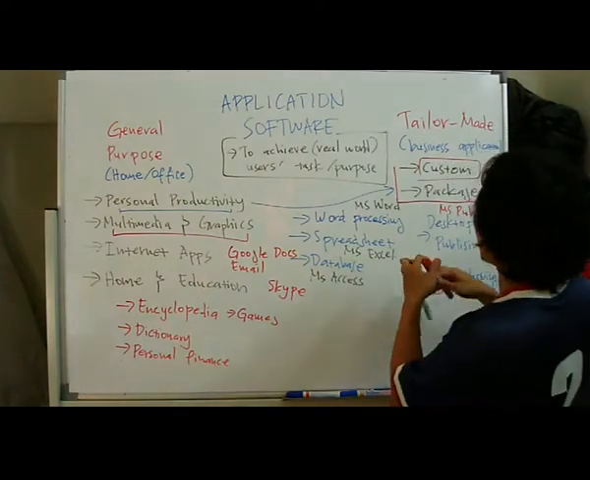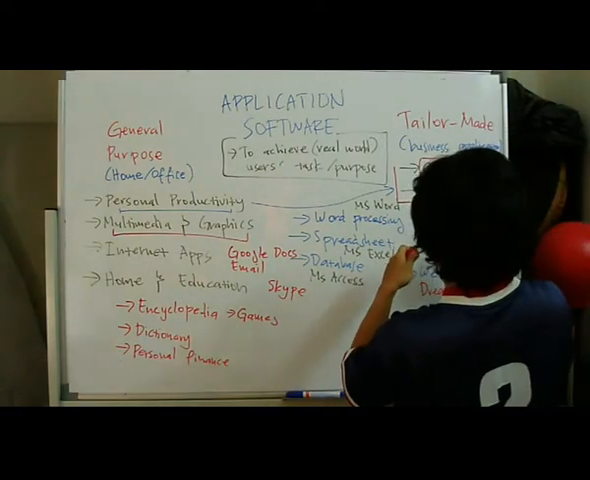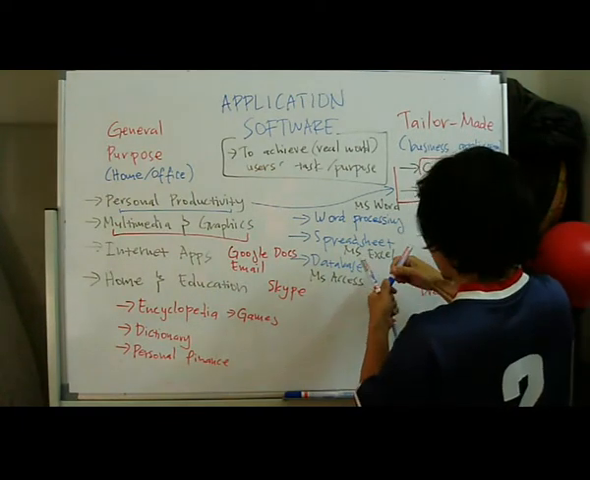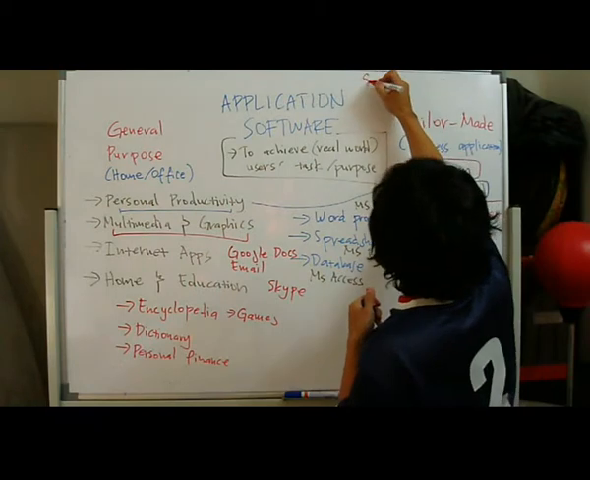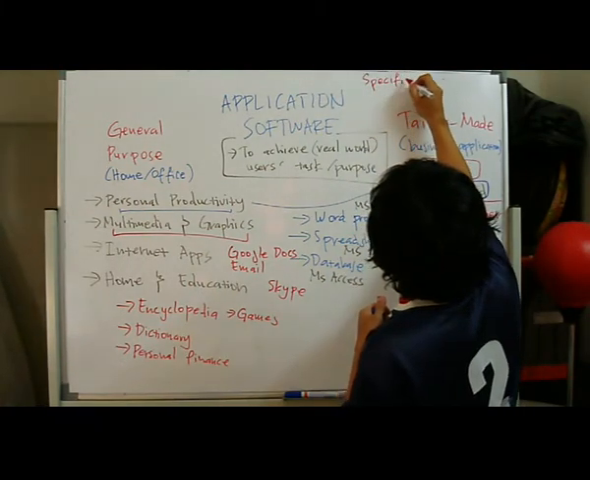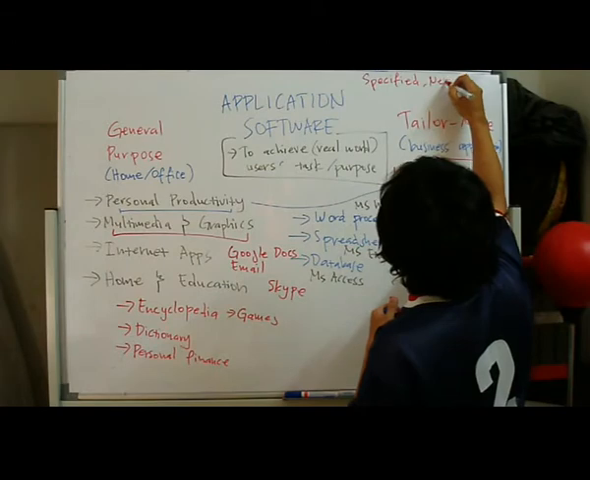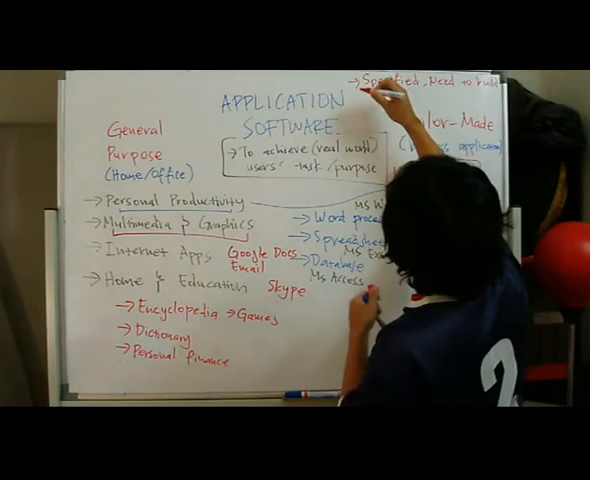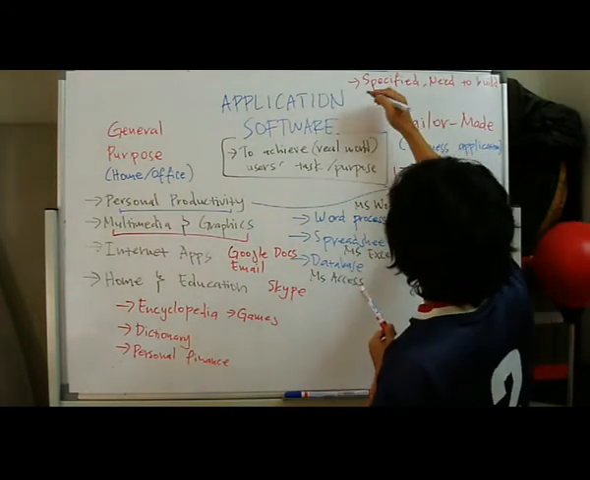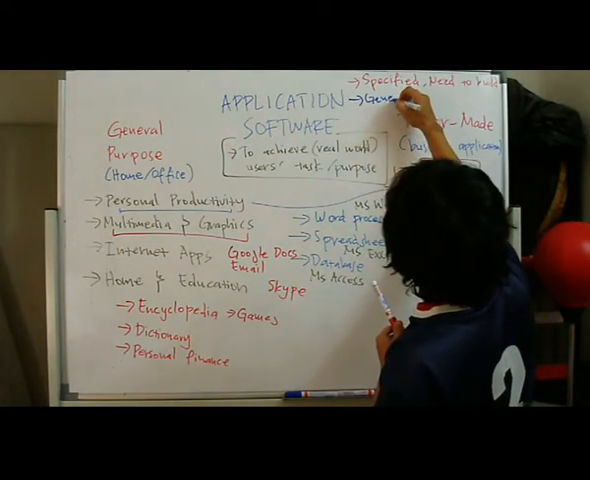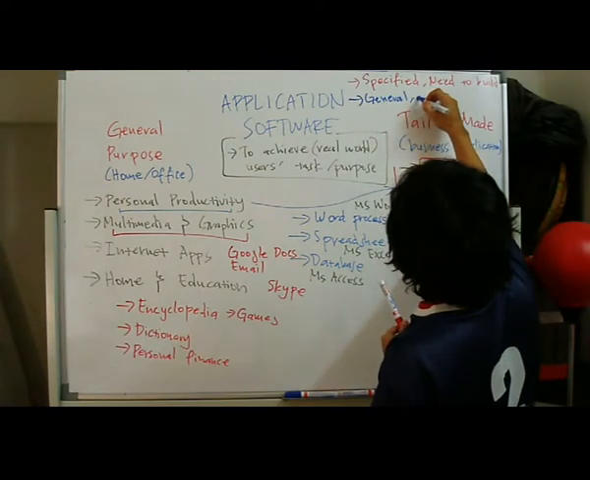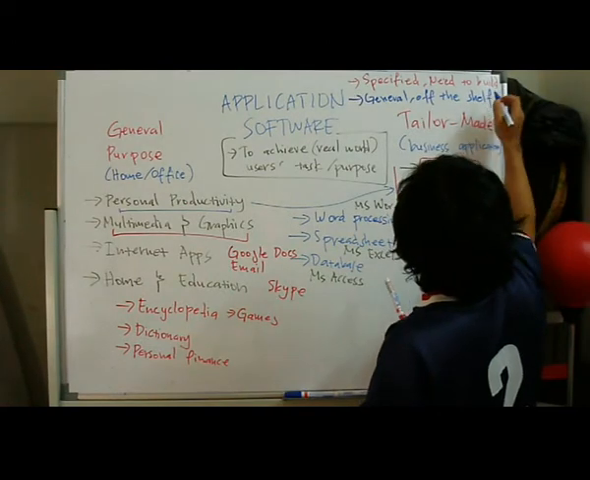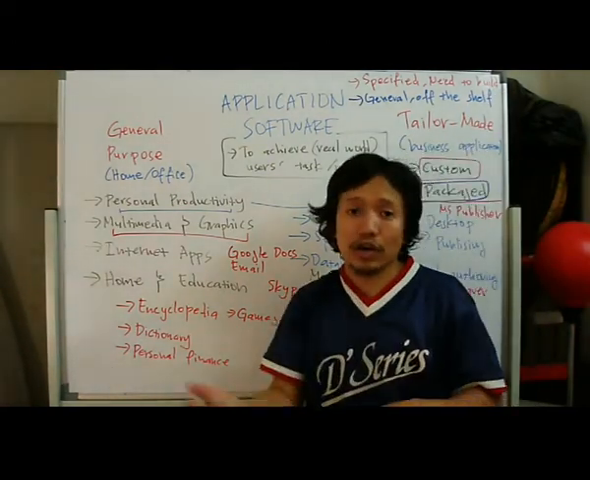So maybe we can put that in, right? So package, I'll use blue pen. Right? Custom is specified, need to build, right? Whereas the package ones are general and off the shelf usually. Off the shelf means you can just go to shops and you're likely to find them, right?